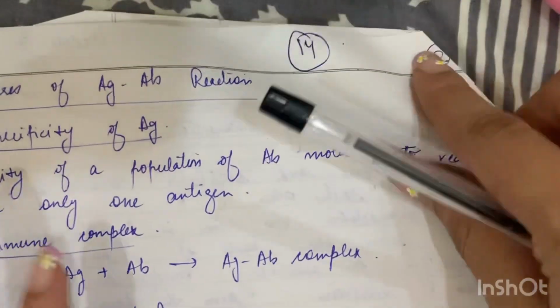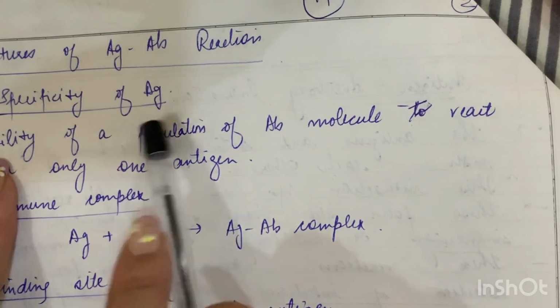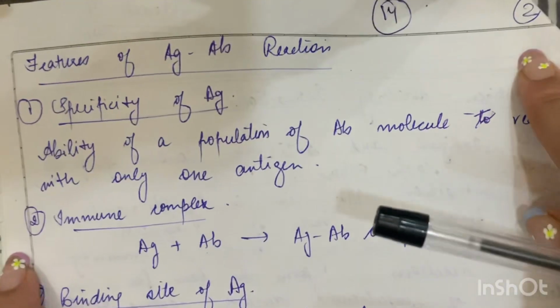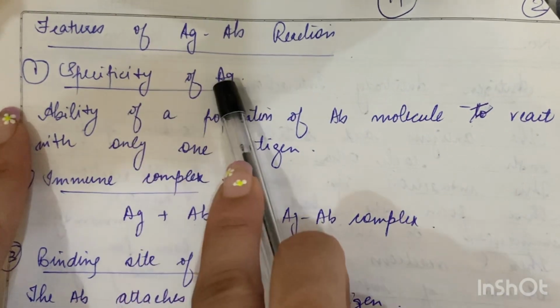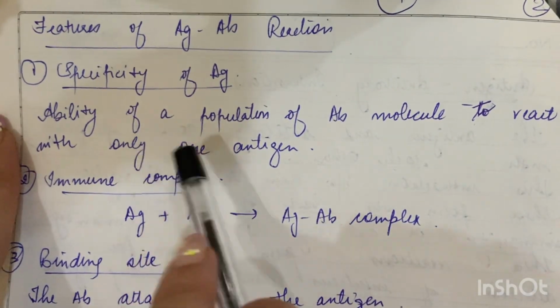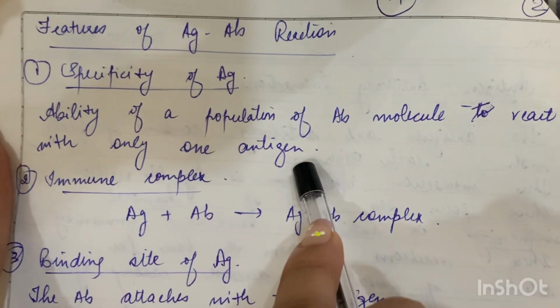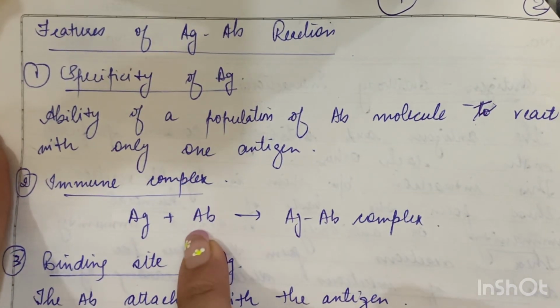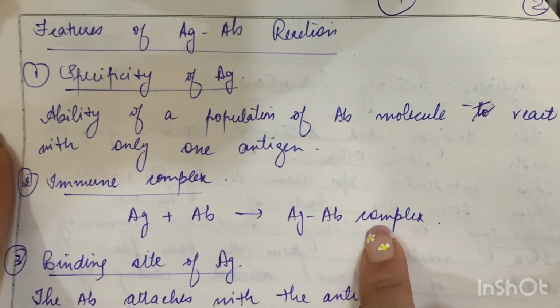Now we look into the features of antigen antibodies. The very first is the specificity. Some of the features of antigen antibody reactions are specificity of antigen, that is the ability of a population of antibody molecules to react with only one antigen. The next is immune complex, that is they both combine to form the antigen antibody complex.